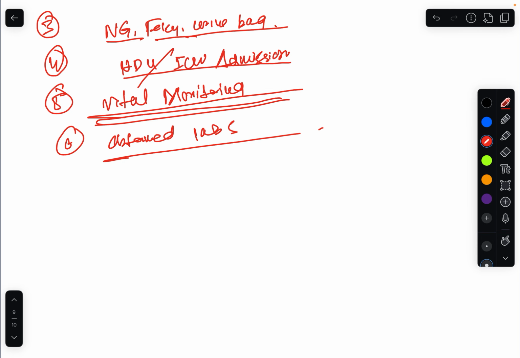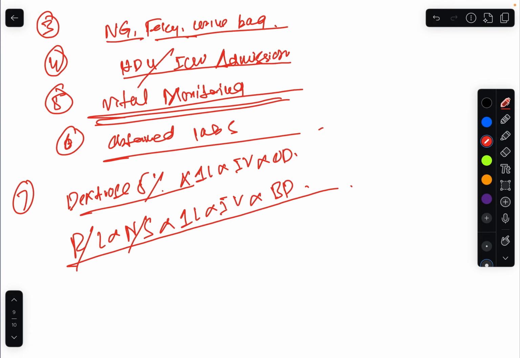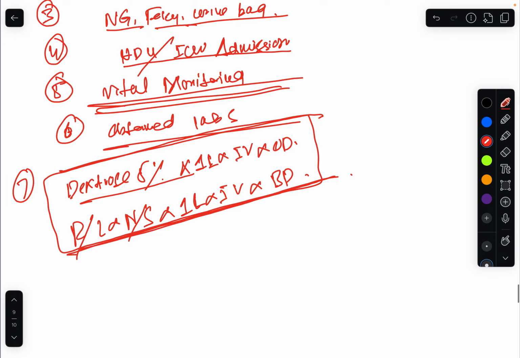One of the features I told you in severe malaria was hypoglycemia. So we will give dextrose 5%, 1 liter IV OD, and ringer lactate or normal saline 1 liter IV BD. Because the patient in ICU is mostly NPO, nil per oral, we will give IV fluids, making a total of 3 liters. Dextrose 5% corrects hypoglycemia, and ringer lactate or normal saline 1 liter IV BD, so it is a total of 3 liters of fluid.